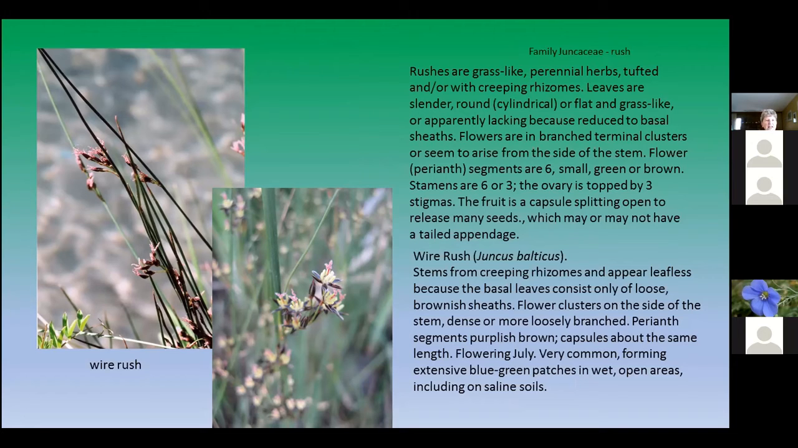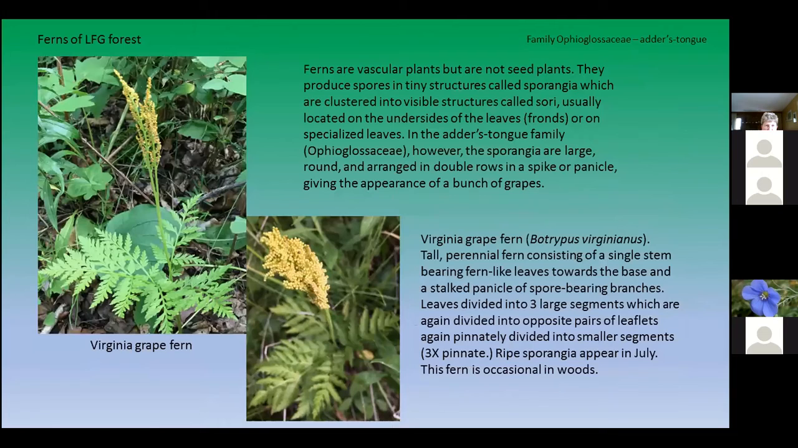I didn't see any wire rush, but it would be very likely to come across. It's a sort of grayish green colonial plant that consists of these single green stalks with the flower clusters attached at the side. It's very resistant to trampling, so you often see it on wet trails. It does like moisture, but I haven't seen it, so that needs to be verified if it's there.